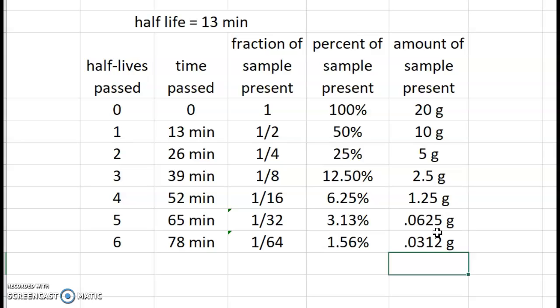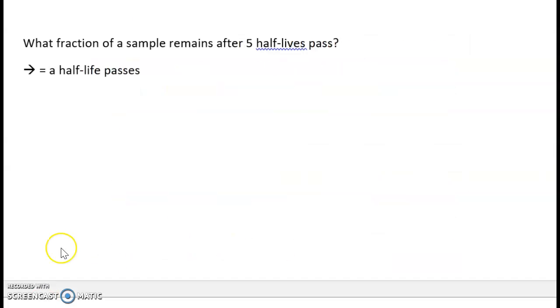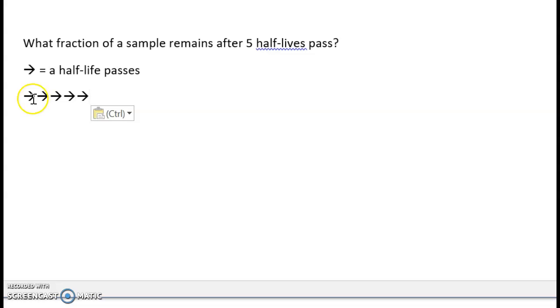Let's actually pick some problems and show how we might work them out. So here's a simple problem we might approach. It asks us what fraction of a sample remains after 5 half-lives pass. And what I'm doing is I'm defining a symbol here. This arrow means a half-life is going to pass. So this is going to be an easy way, without me having to explain in a lot of words what's going on in the problem. And I'm going to need 5 half-lives passing, so I'm going to make 5 arrows.